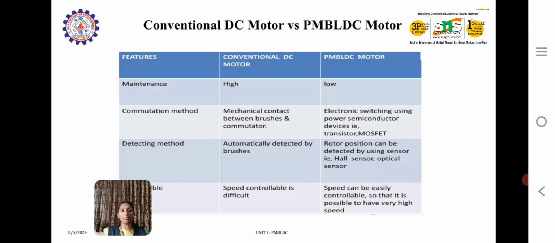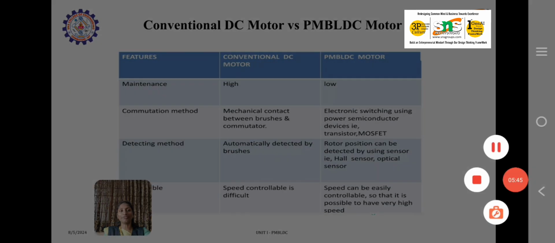Coming to controllability, whether the speed can be controlled or not. In a conventional DC motor, speed control is difficult, whereas in PMBLDC, since we have a controller, the speed can be easily controlled so that it is possible to have very high speed of operation.